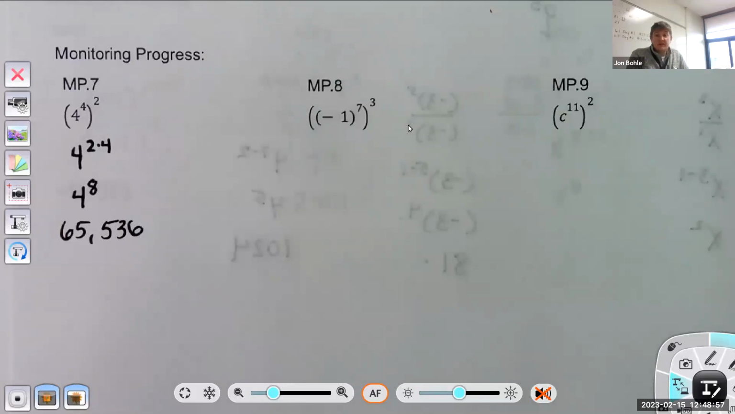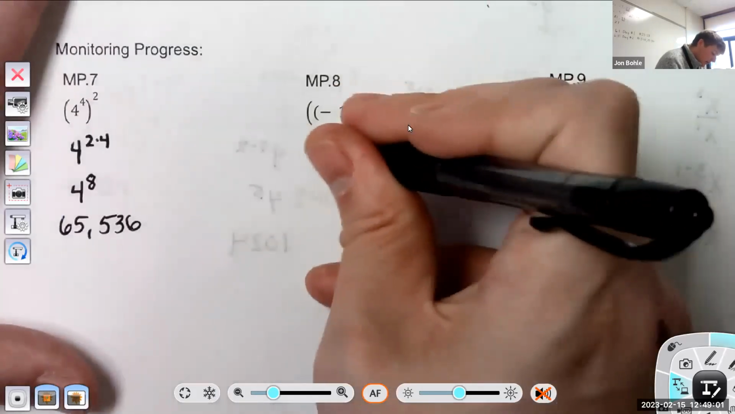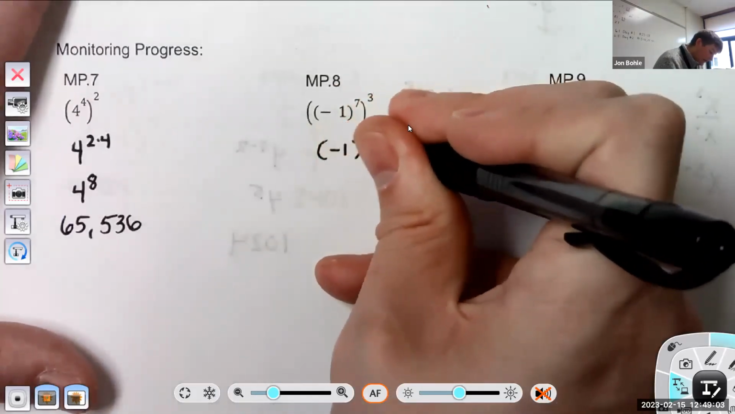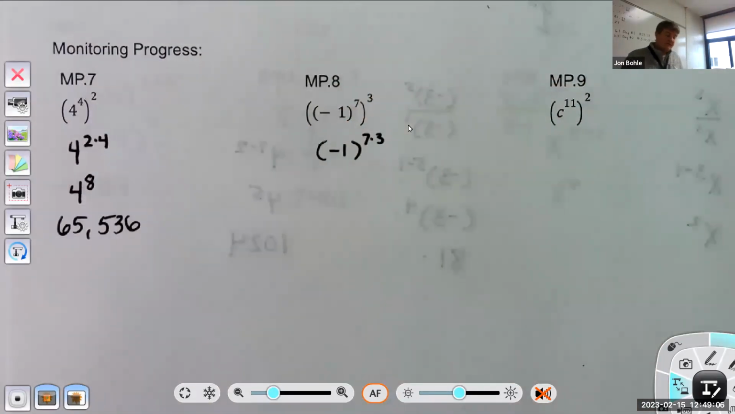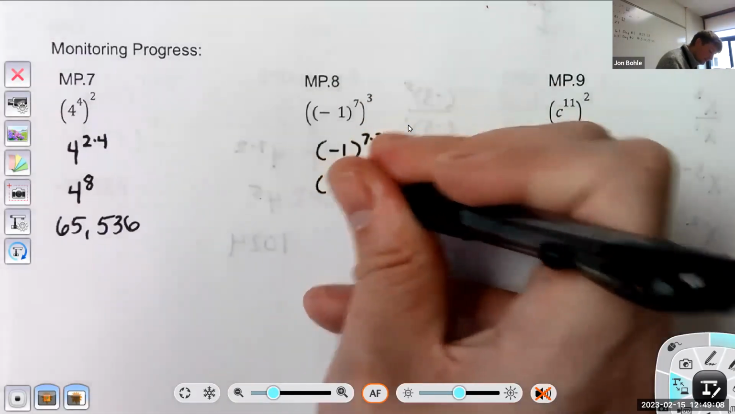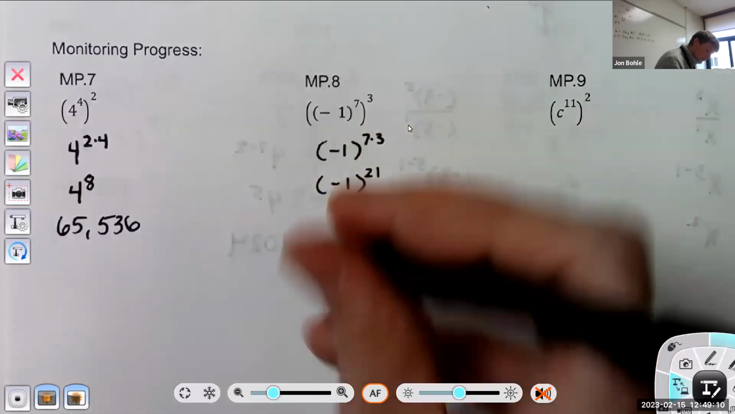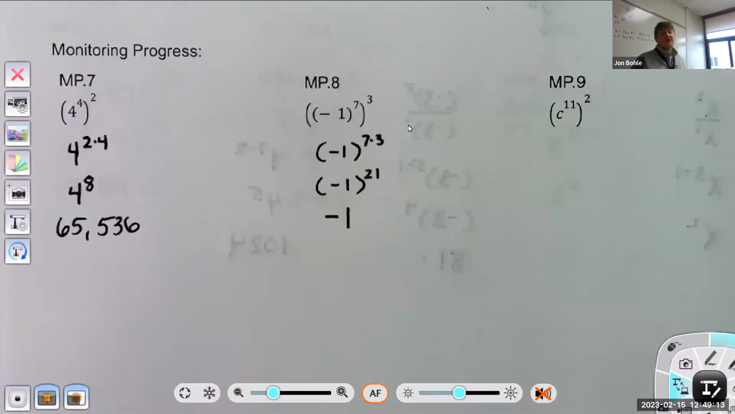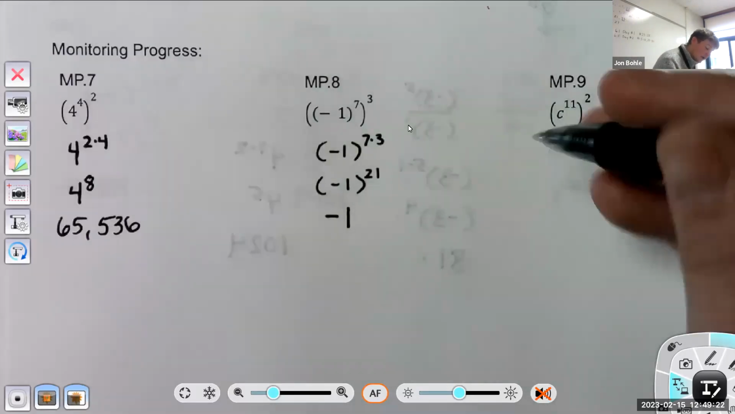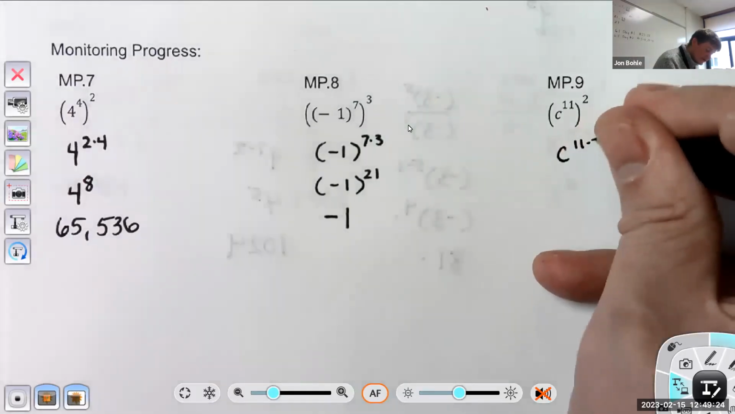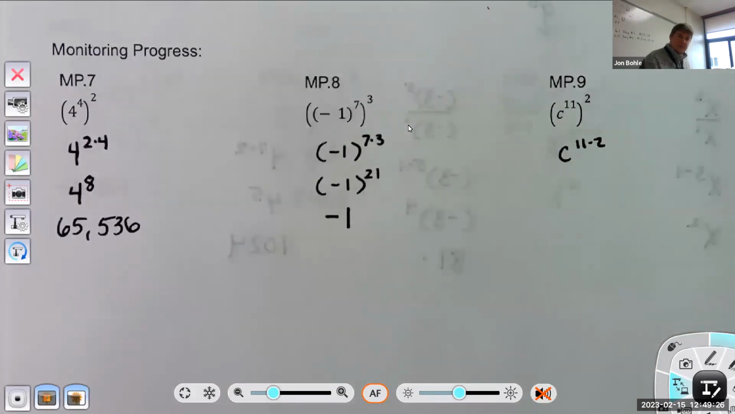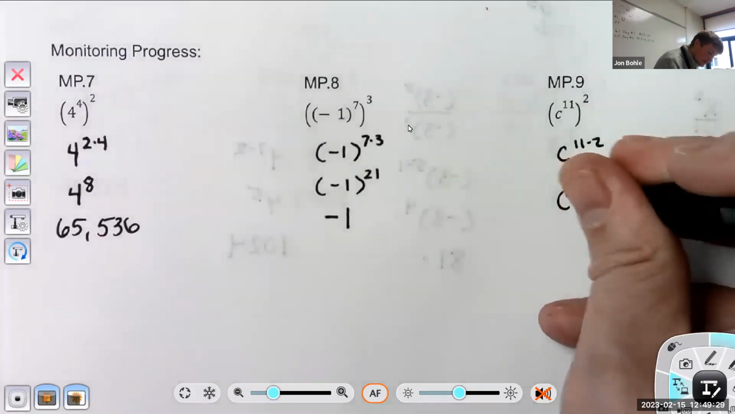8, negative 1 to the 7 to the 3rd power. Again, I have a base to a power to a power. So I'm going to have negative 1 to the 7 times 3 power. 7 times 3 is 21. And negative 1 to the 21st power is negative 1. Okay, 9, I have c to the 11th to the 2nd. So here I have a power to a power. I multiply the exponents. 11 times 2 is 22.